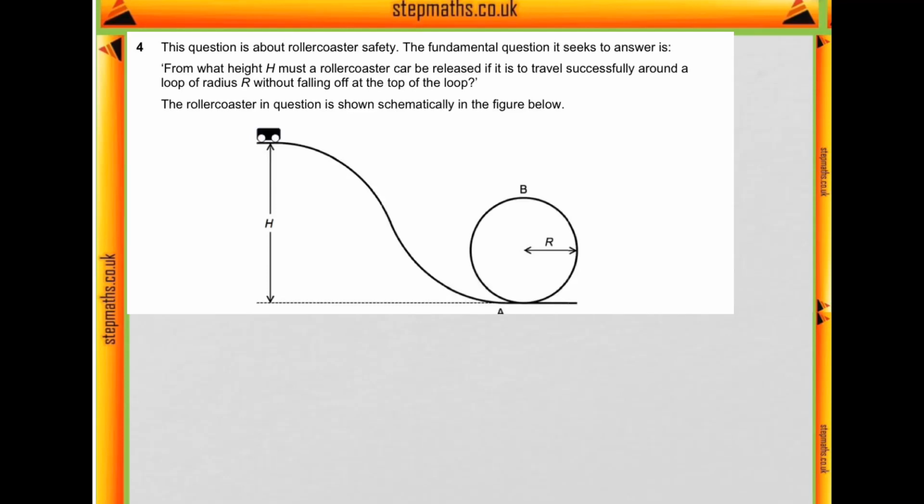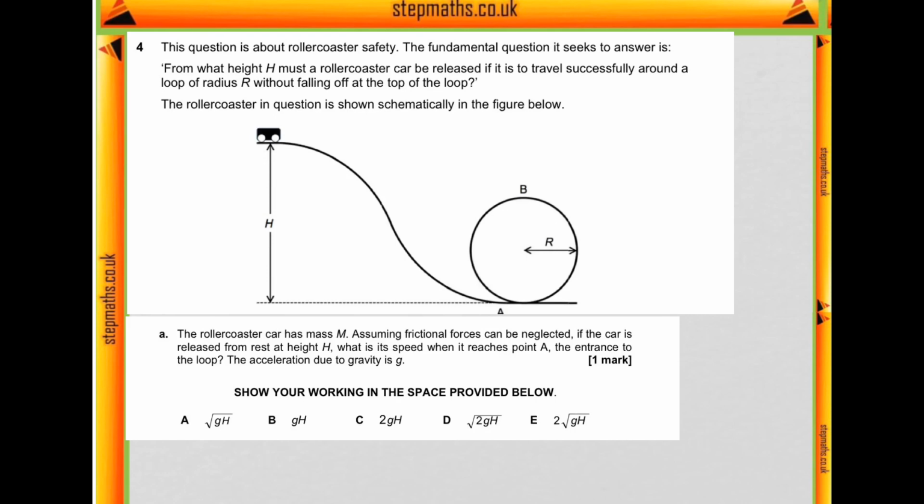So this question, we've got a roller coaster, and the question is basically going to be, from what height h can the roller coaster be released such that it successfully travels around that loop here without falling off anywhere in this loop or at here, basically. The roller coaster in this question is shown here. Let's move on to the first part.